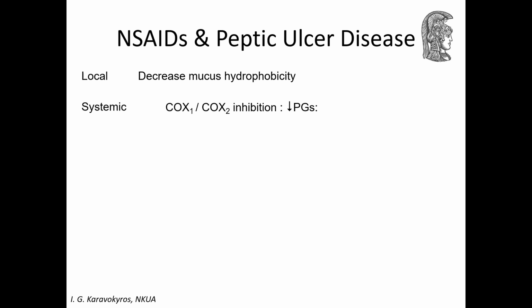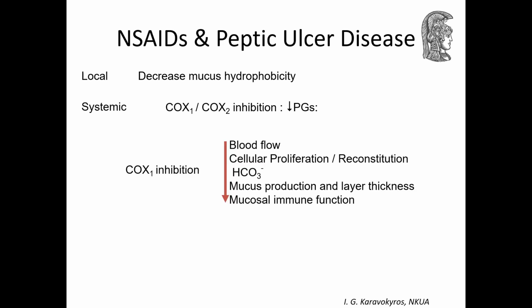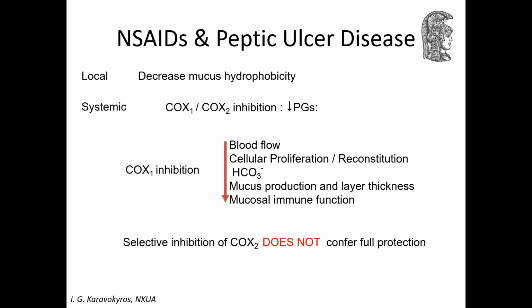A systemic action derives from the non-selective inhibition of cyclooxygenase isoenzymes COX-1 and COX-2, which leads to the inhibition of prostaglandin synthesis. Inhibition of prostaglandin synthesis by inhibition of COX-1 suppresses many of the stomach's defense systems. It reduces blood flow, cell proliferation, and mucosal reconstitution, secretion of bicarbonate and mucus, basal acid secretion and mucosal immune function. Selective inhibition of COX-2 reduces but does not eliminate the ulcerative potential of nonsteroid anti-inflammatory drugs. The role of nitrogen oxide and hydrogen sulfide is still under investigation.